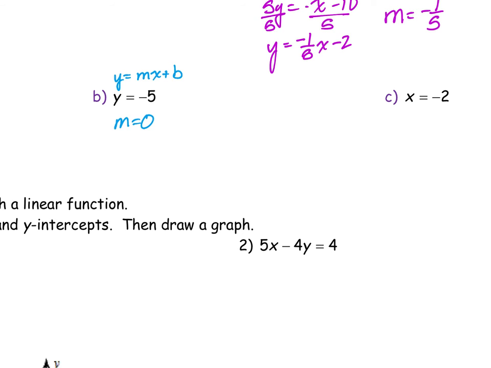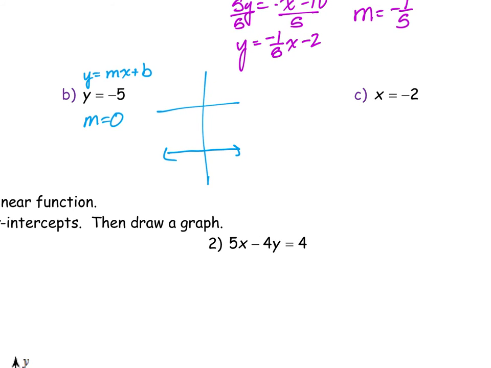If you think of the graph, negative 5, it's this way. It's a horizontal line, so it has no slope. If I look at number C, this is the graph of C, right? It's a vertical line. What slope does a vertical line have? Undefined. So the slope of this one is undefined. Sometimes it helps if you imagine what the graph looks like if there's no x there.